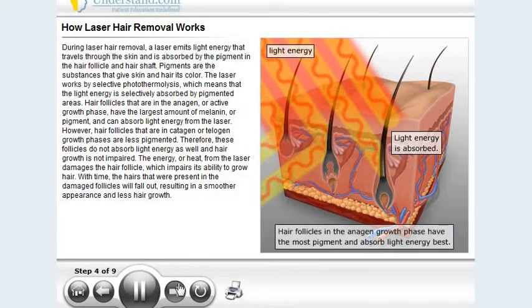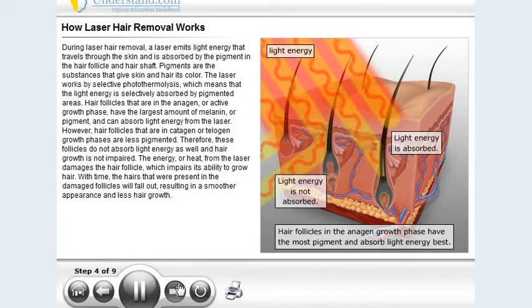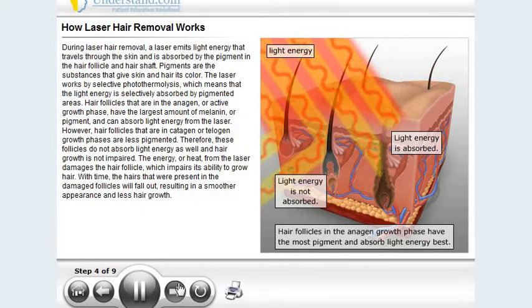Hair follicles that are in the anagen or active growth phase have the largest amount of melanin, or pigment, and can absorb light energy from the laser. However, hair follicles that are in catagen or telogen growth phases are less pigmented. Therefore, these follicles do not absorb light energy as well, and hair growth is not impaired. The energy or heat from the laser damages the hair follicle, which impairs its ability to grow hair. With time, the hairs that were present in the damaged follicles will fall out, resulting in a smoother appearance and less hair growth.